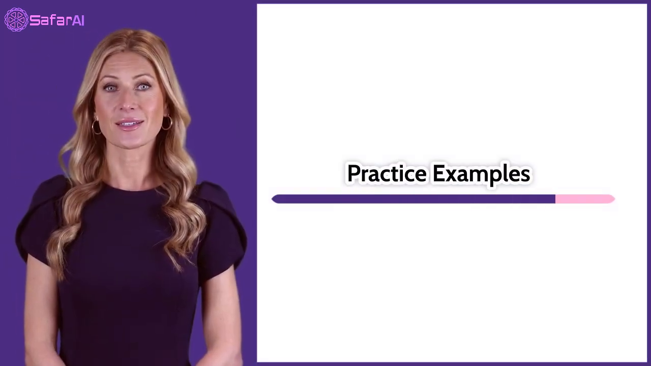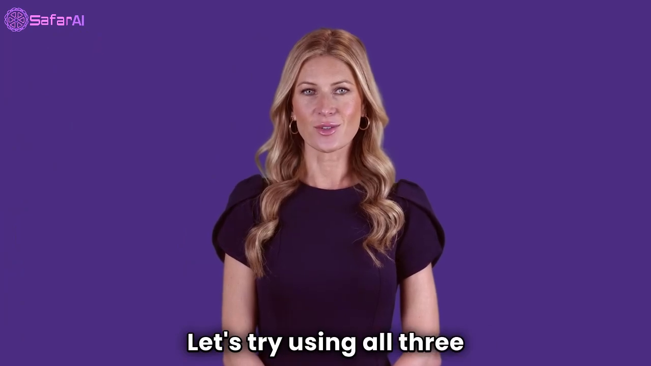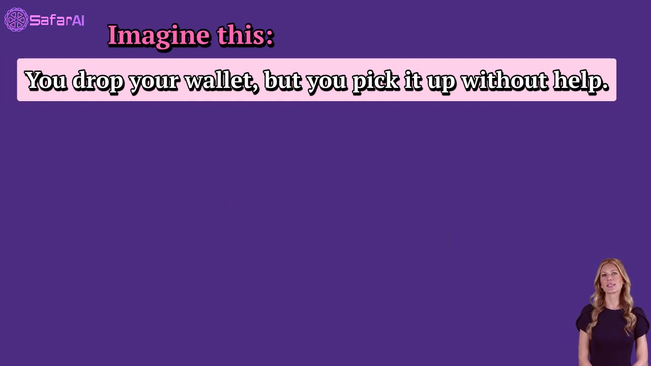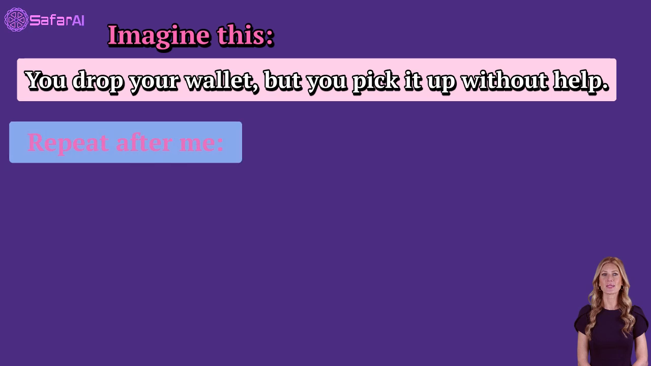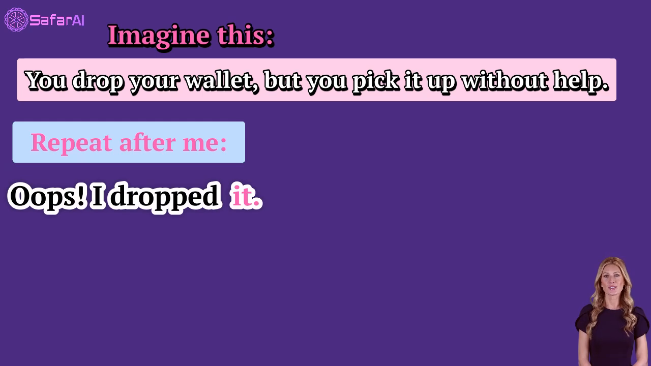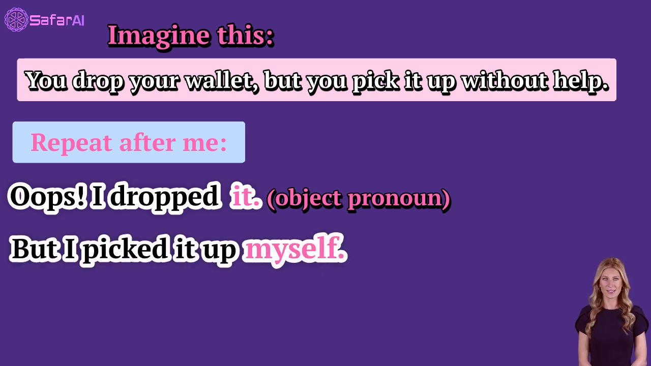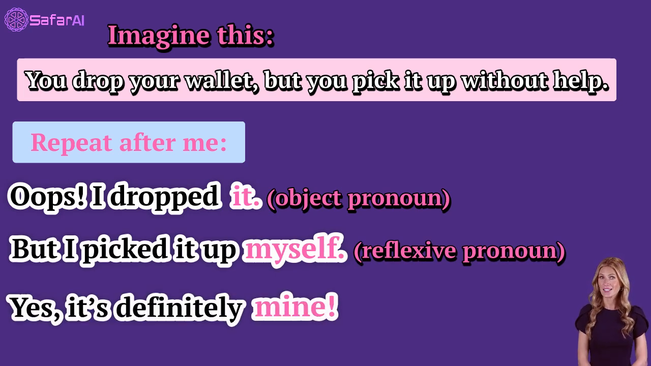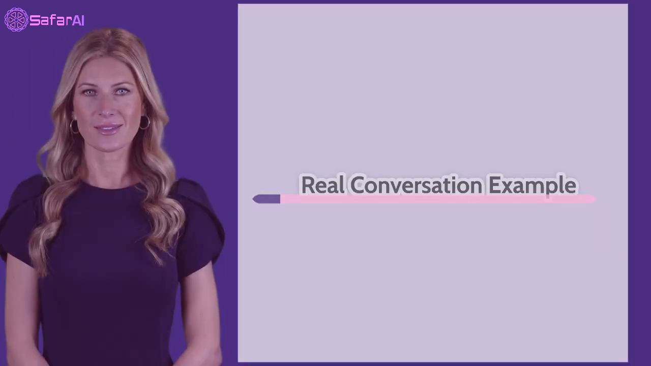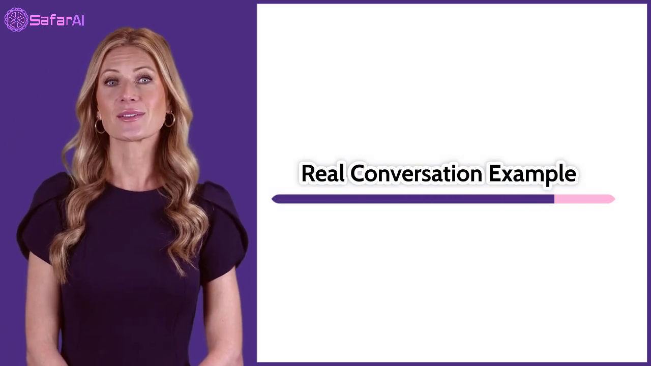Practice examples. Let's try using all three in one situation. Imagine this. You drop your wallet, but you pick it up without help. Repeat after me. Oops, I dropped it. Object pronoun. But I picked it up myself. Reflexive pronoun. Yes, it's definitely mine. Possessive pronoun.